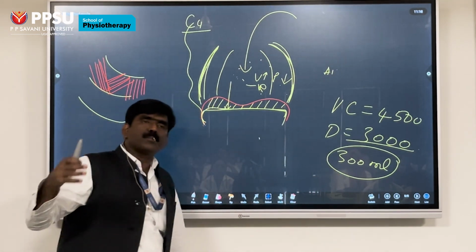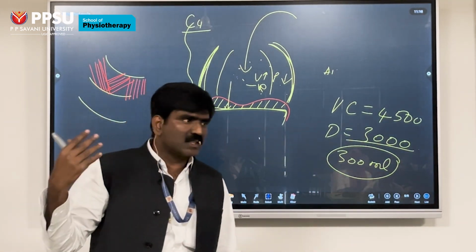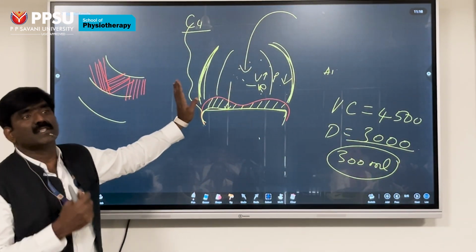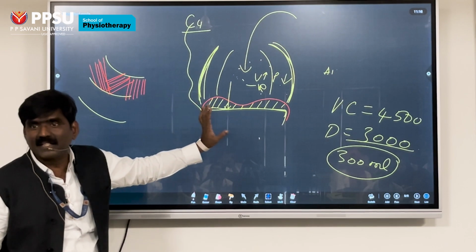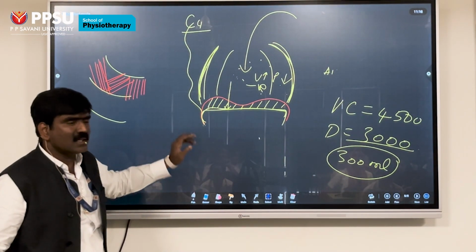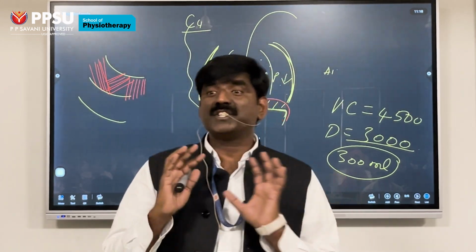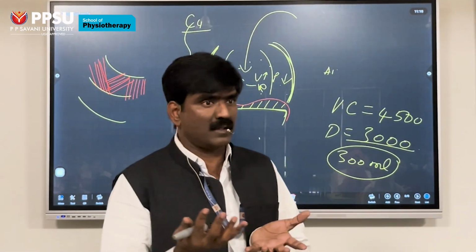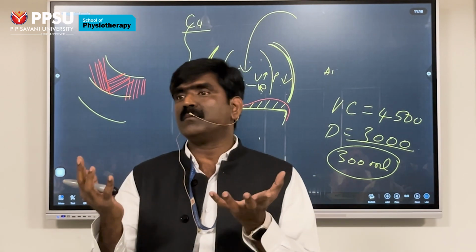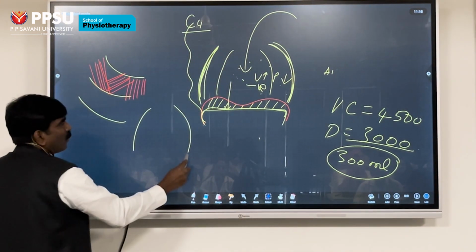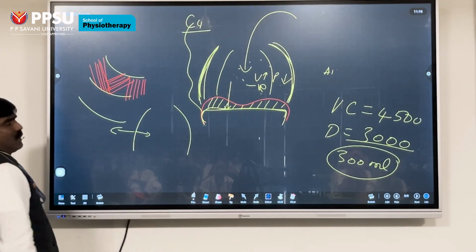So gradually what happens? In the beginning stage, the muscles are flaccid paralysis. As time goes, what happened? The muscle rigidity develops, and the chest wall will become rigid. Right? The chest wall will become rigid, and now what happens? The chest wall will not move in or move out.